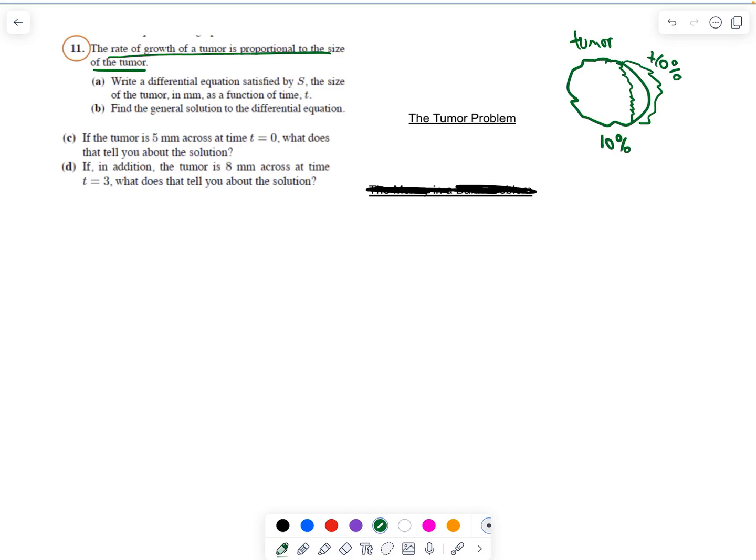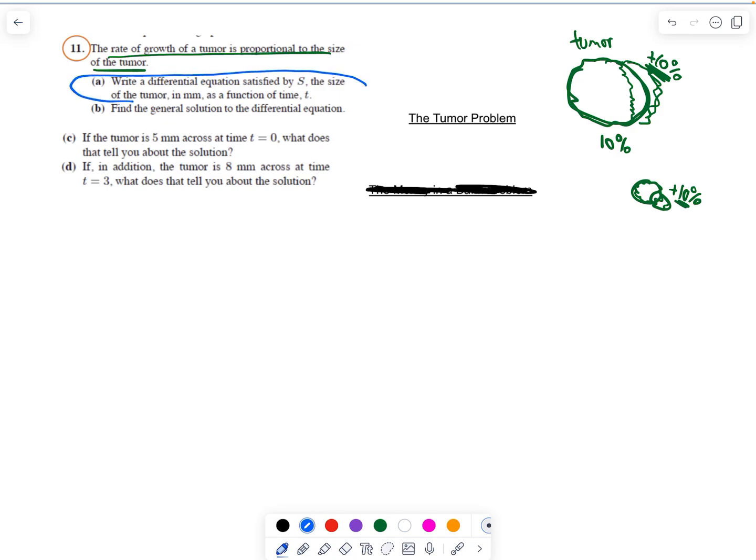And that goes the same for if it's a smaller tumor, 10% of it will be added on. So the size or the growth is related to the initial size of the object. And so 10% for a large tumor is a larger piece than 10% for a small tumor, but they are proportional. So this is a differential equation application.